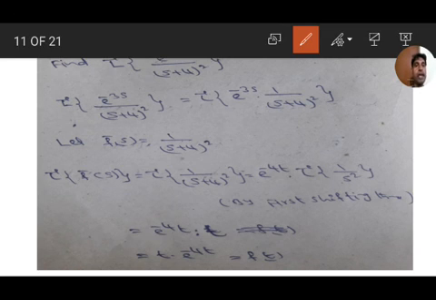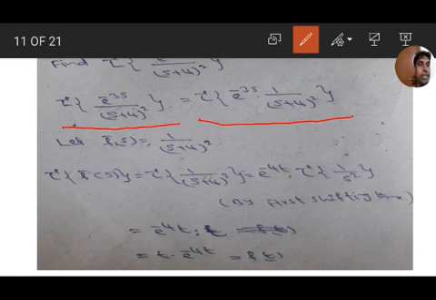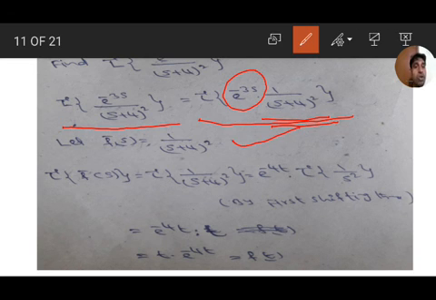It can be written as L inverse of e to the power of minus 3s into 1 by s plus 4 whole square. Keeping e to the power of minus 3s aside, we take the remaining function as f bar s. So let f bar s equal 1 by s plus 4 whole square.